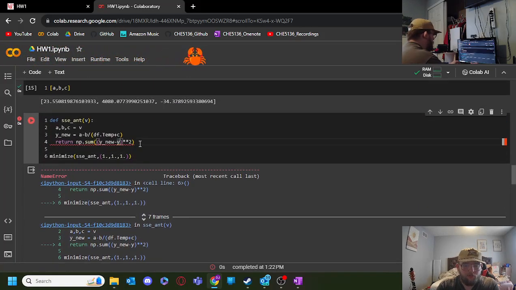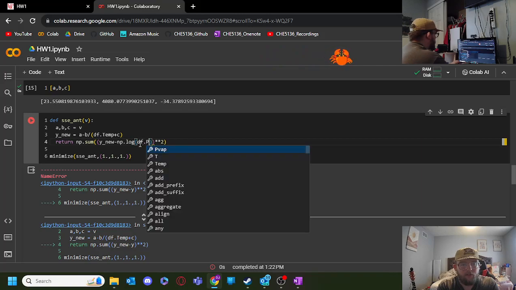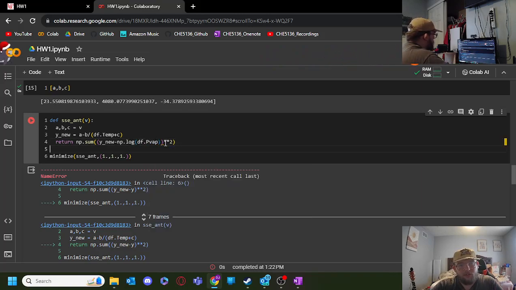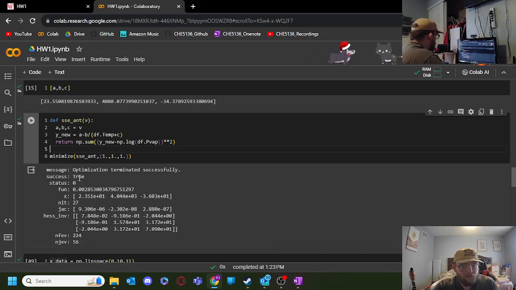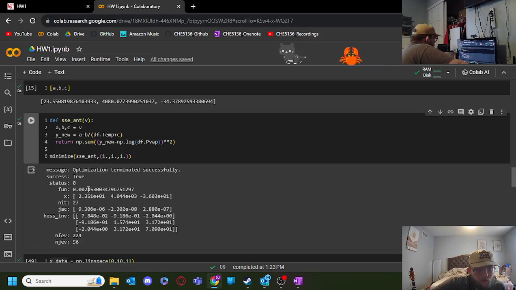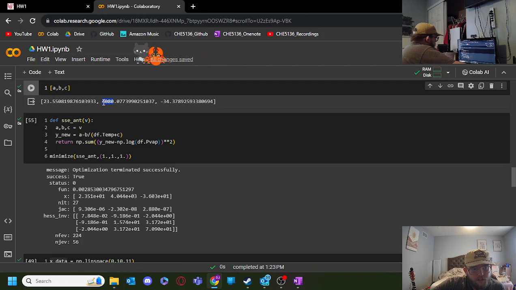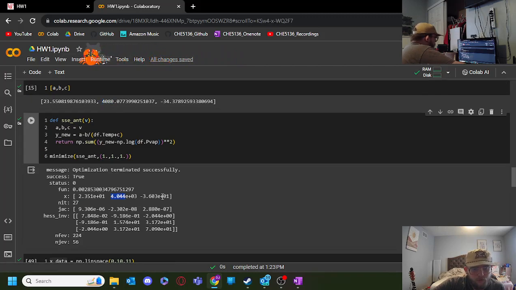Y is not defined. Yep, df dot np dot log df dot pf. The reason that has to be a log is because this is not raised using np dot exponential. So if I run that, it's true. But notice, we got 2.351, or it'll be 23.51. We got 23.55. A small bit of error. Slight difference here, 4080 instead of 4044, and 3634.